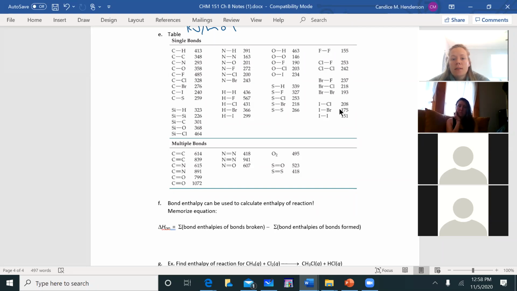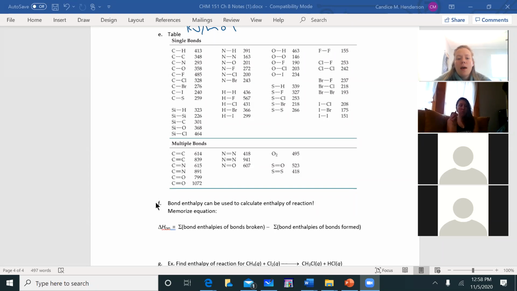Yes, David, kilojoules per mole will be the unit that you use for your bond enthalpy. Because we don't want to talk about the amount of energy that would be for one single bond breaking or coming together. We want to talk about it on like a human scale. So that's why it's per mole.